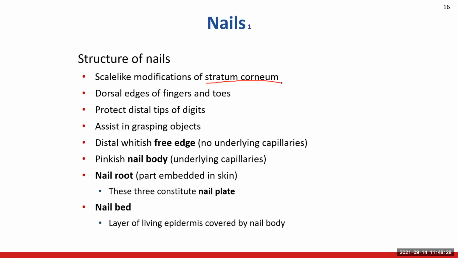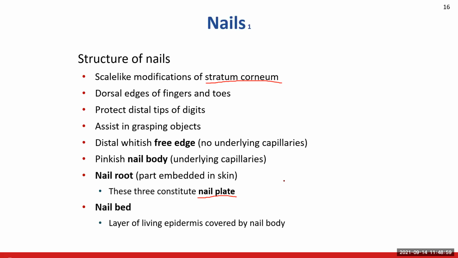All right, so let's talk about the nail. So the actual hard part of the nail is referred to as the nail plate, and it's made up of 3 different regions. So if your nail's ever fallen off, the thing that's fallen off is called the nail plate. The part that you cut when you're cutting your nails is called the free edge. And so it looks white because there's no blood vessels or capillaries underneath it.